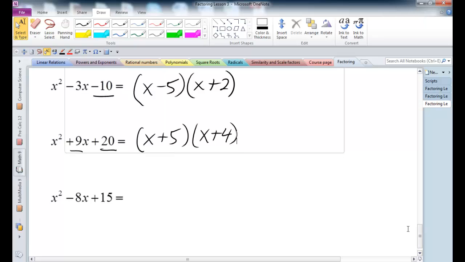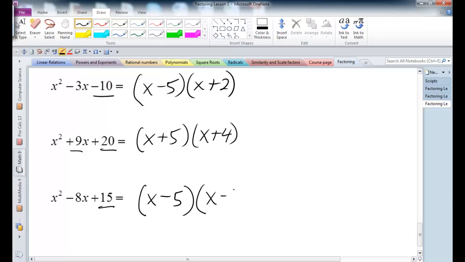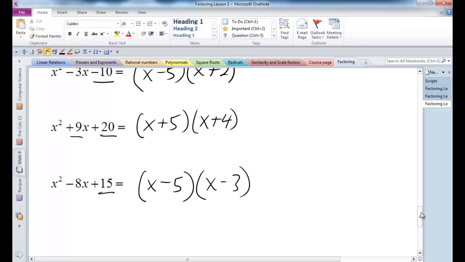One last one. Think of 15 and the factors of 15, and the numbers, two factors that will add to negative 8. I think if we had x minus 5 times x minus 3, it would work. Now here are a couple you could try on your own, and the answers are on the notes sheet.